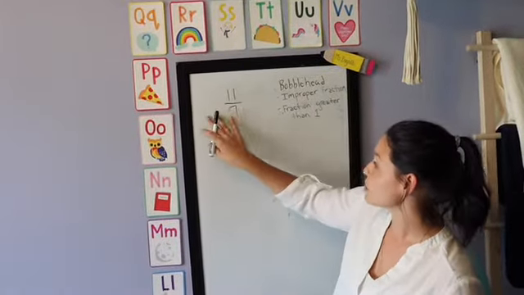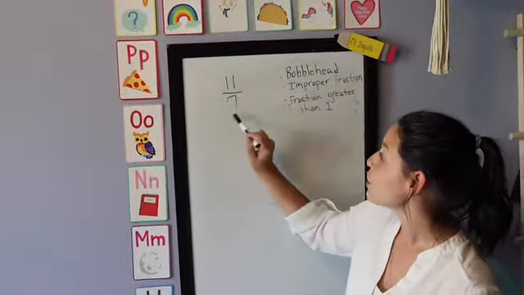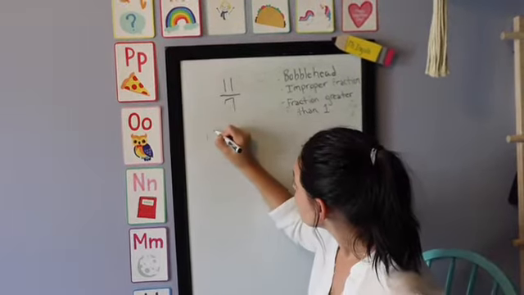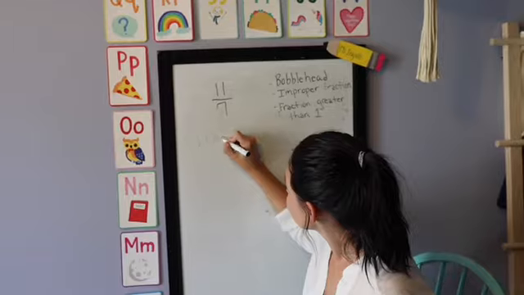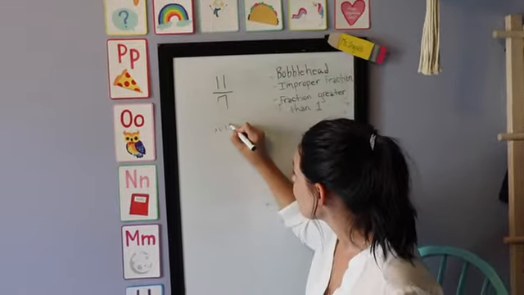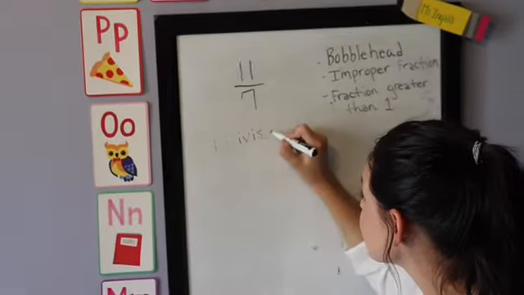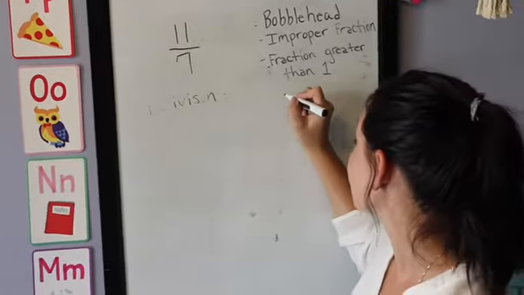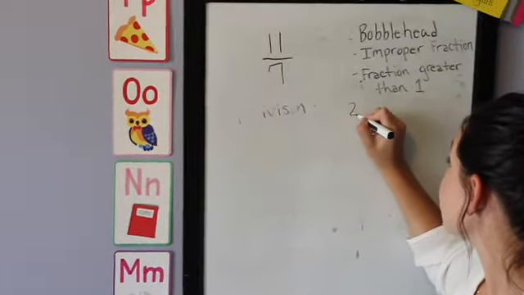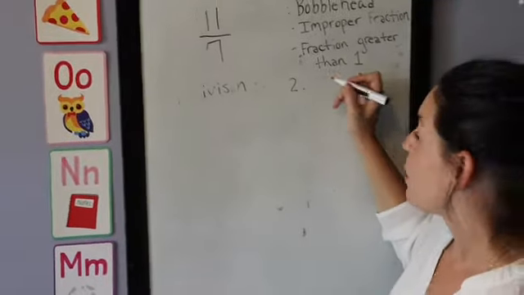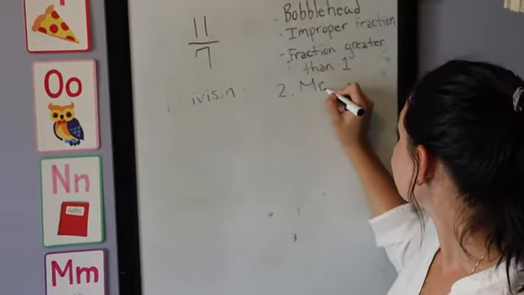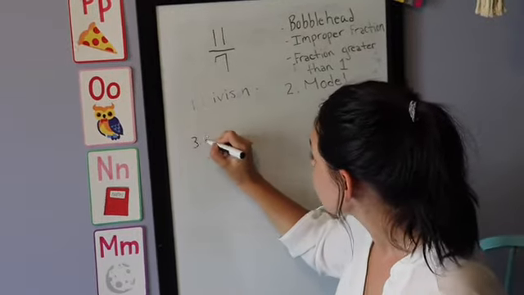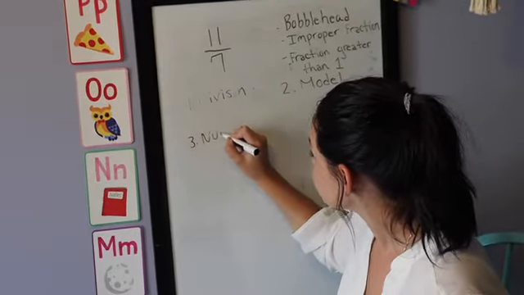So there's 3 strategies when we're trying to turn a bobblehead into a mixed number, and that's division, which is probably the easiest and the fastest, since you guys are all really good at your multiplication and your division. Our second one is model. And our third one is number bonds.